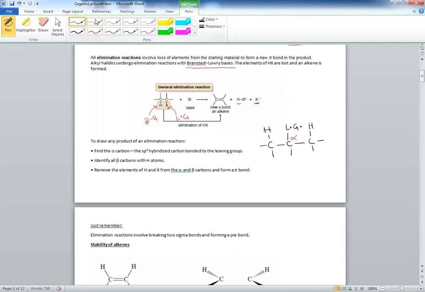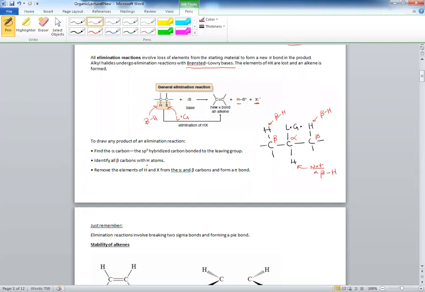Meaning that you will not have, so this is your beta carbon, therefore this is a beta hydrogen, and this is a beta hydrogen. It is important to remember that you can't have a beta hydrogen on the alpha carbon, because that's sometimes a common mistake. So if you have an H supposedly on this one, then that's not a beta hydrogen.